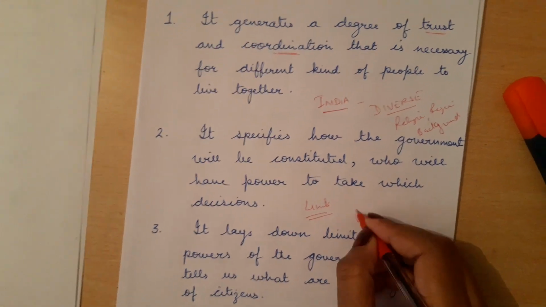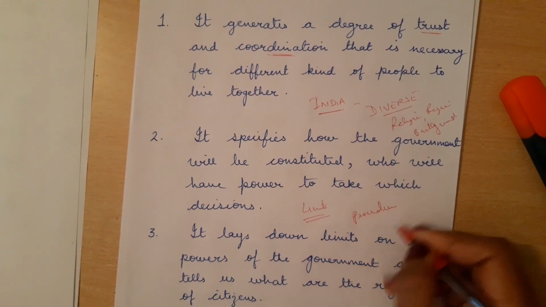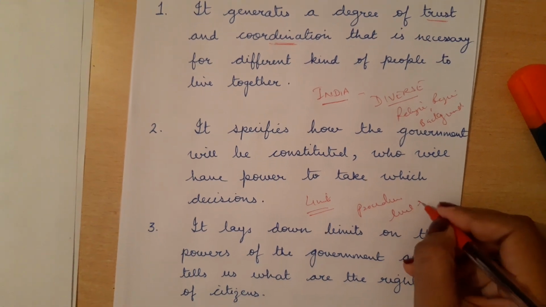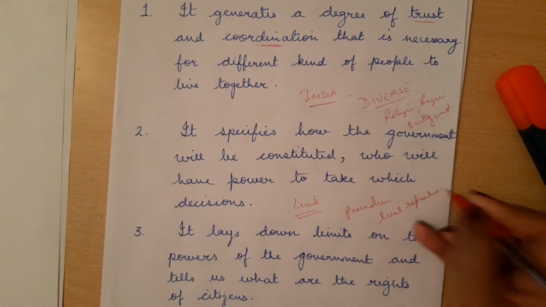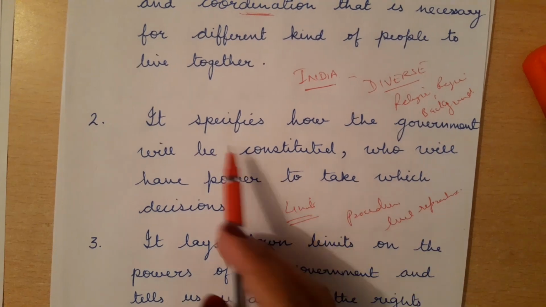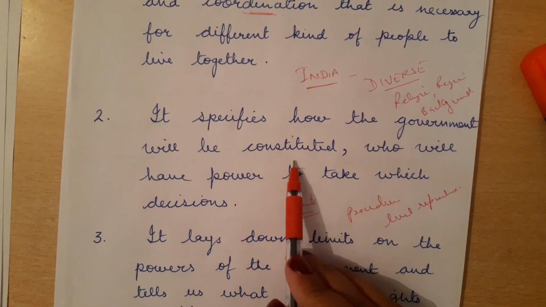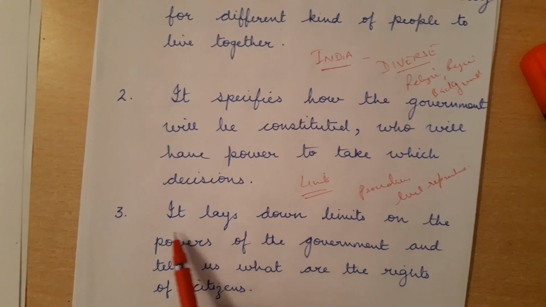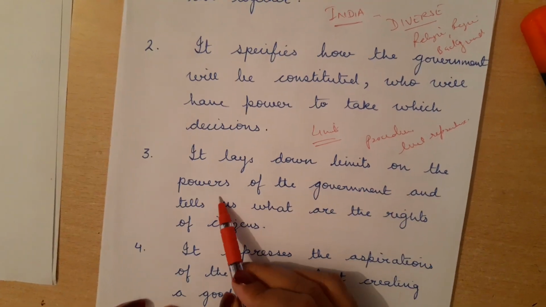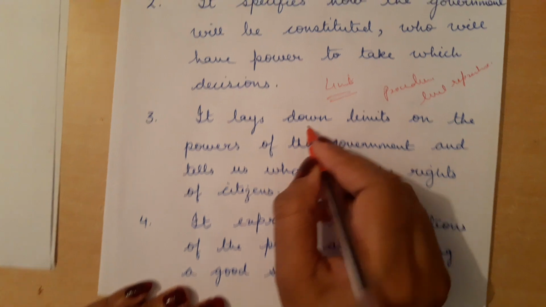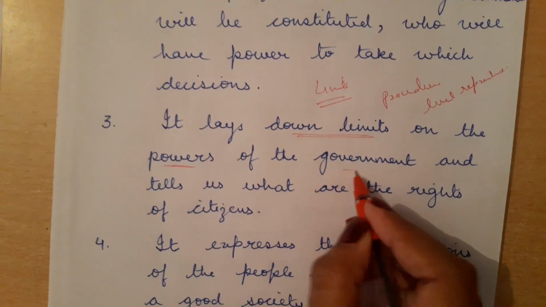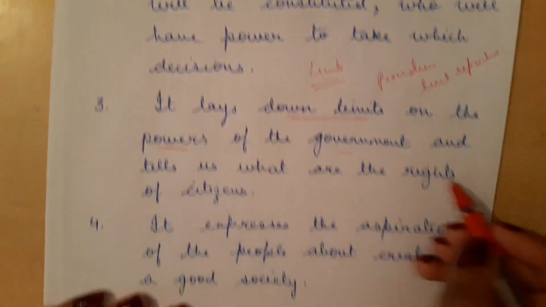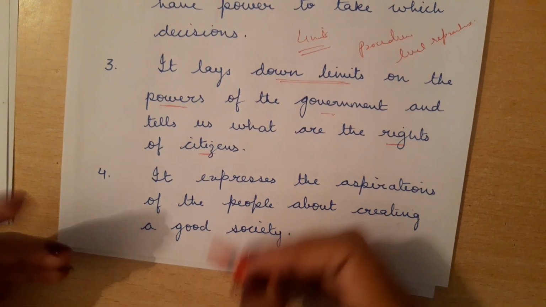The proper procedure, the proper level of representatives. This is very important. So, to specify how the government will be constituted and who will have power to take which decisions. Third, it lays down limits on the powers of the government, and tells us what are the rights of the citizen. So, both ways it is working.